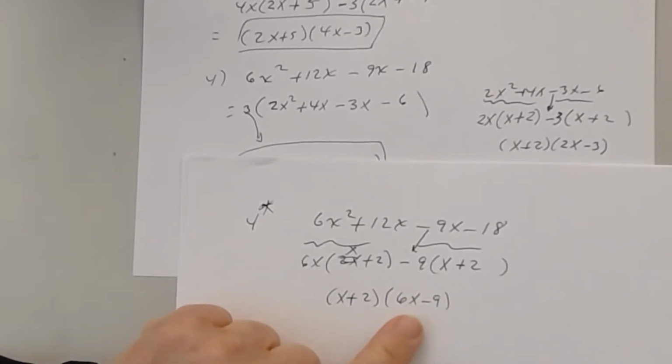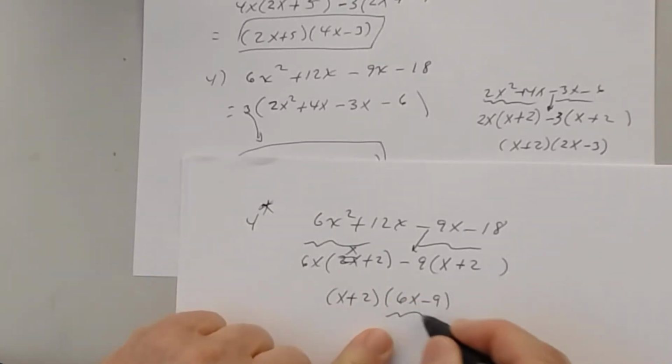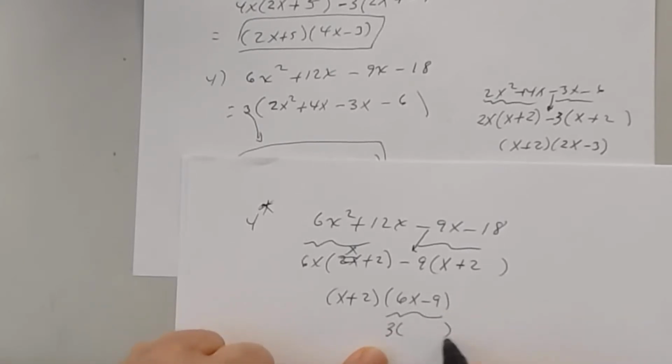What do they have in common right here? A 3. So that becomes 3 times what? x minus 3. You're having problems multiplying. 3 times 3 is 9.